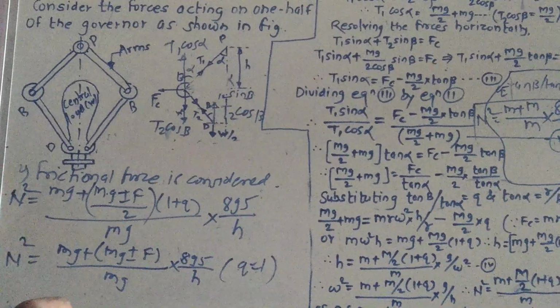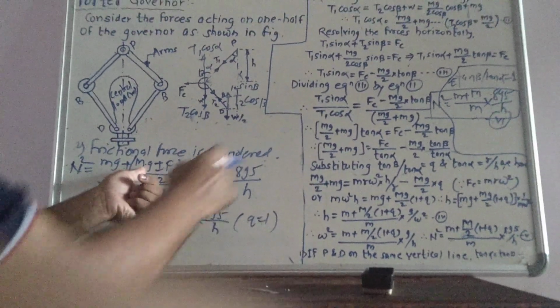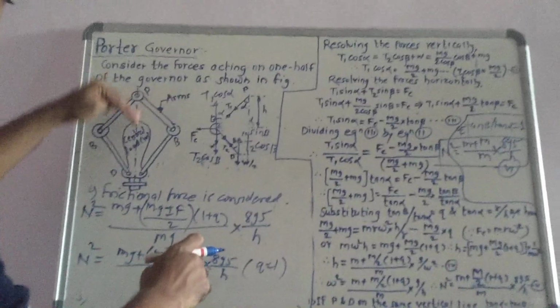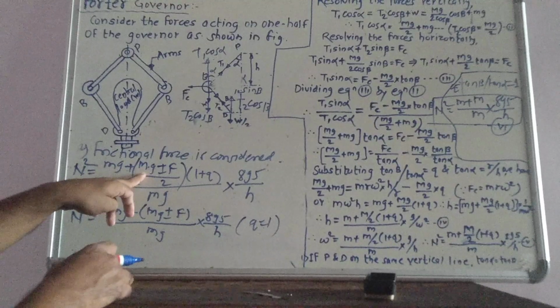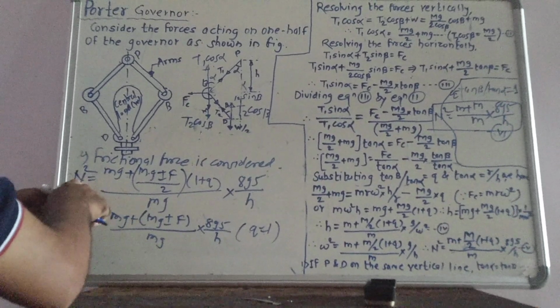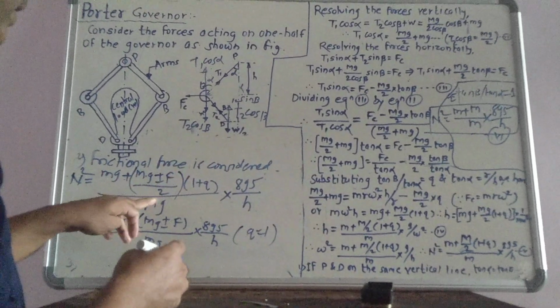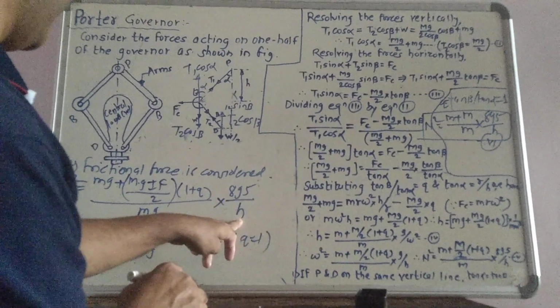Now when the frictional force is considered, then equation number 5 and equation number 6 change like this one. So in place of this one central load, that is the W by 2, when we consider the entire load, then we need to consider the frictional value in addition with that central load. So this equation can be modified like this one: n square equals to mg plus capital Mg plus minus F by 2 into 1 plus q divided by mg multiplied by 895 divided by h.